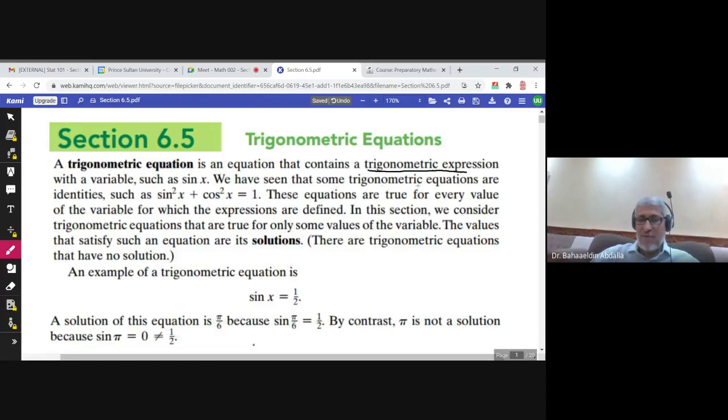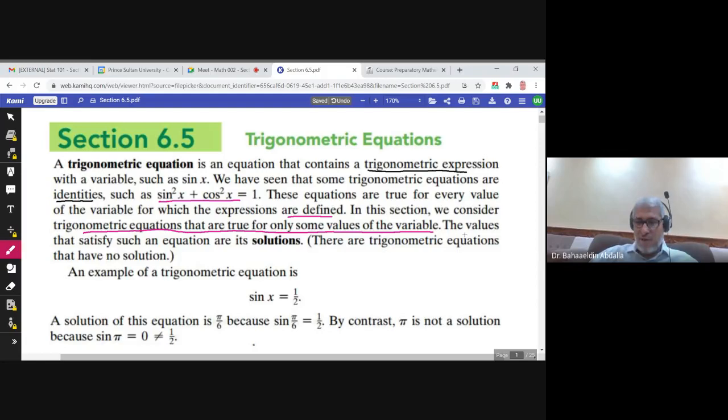We have seen that some trigonometric equations are identities, such as sine squared plus cosine squared equals 1. Identities are equations that are always true for every value of the variable in the domain in which they are defined. In this section, we will not consider identities. We will consider trigonometric equations that are true for only some values, not always true. So these are the trigonometric equations we are going to consider in this section.